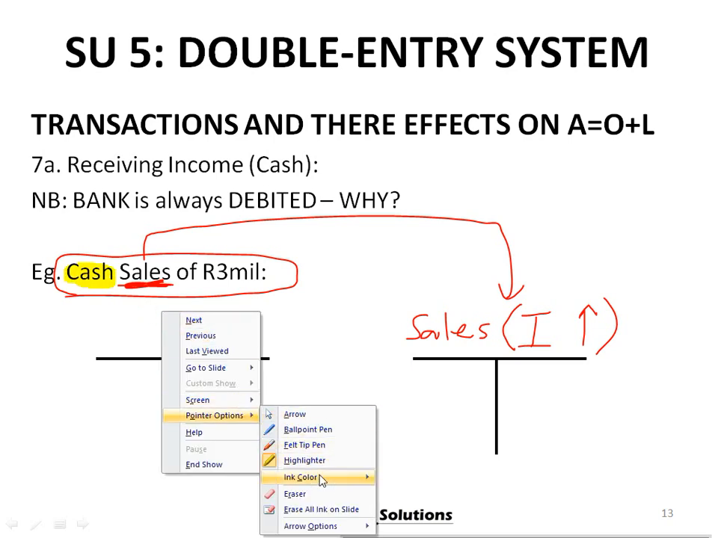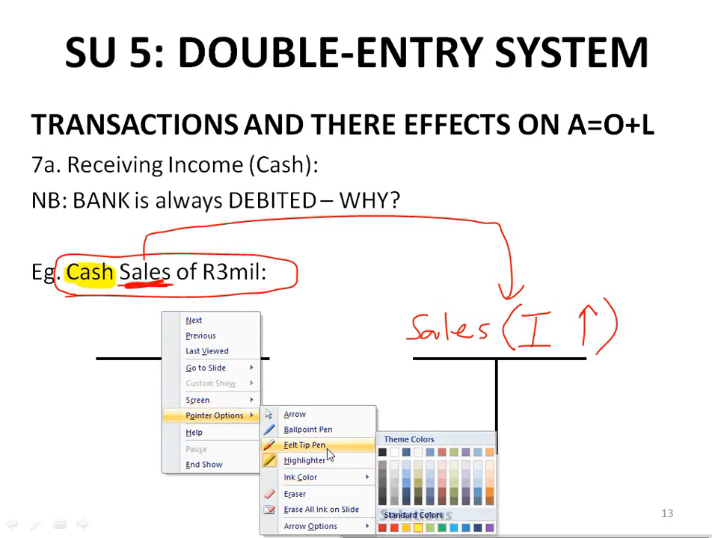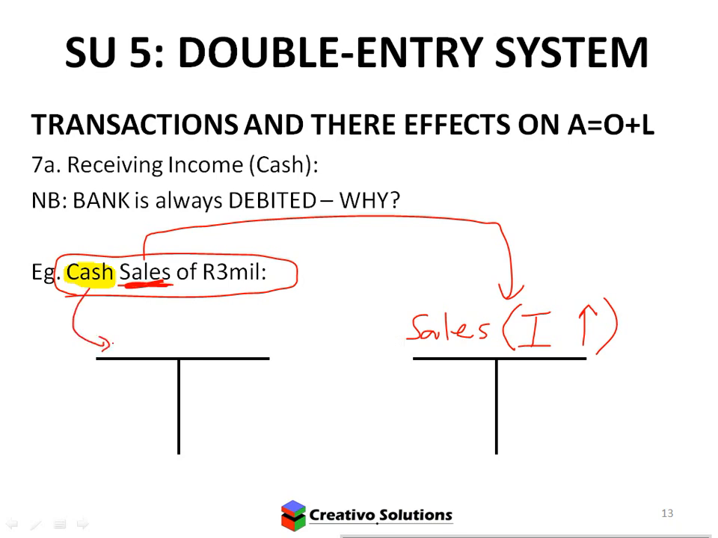Cash is going to affect which account? Bank. Good. Bank is what type of account? An asset. So if you're selling, are you going to get more cash or less cash? You're going to get more cash. So we're going to increase that account. Perfect. Okay, so bank asset increase.